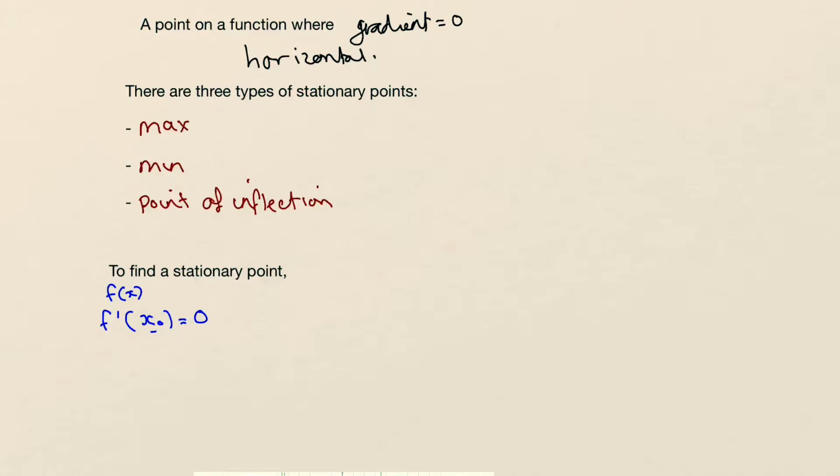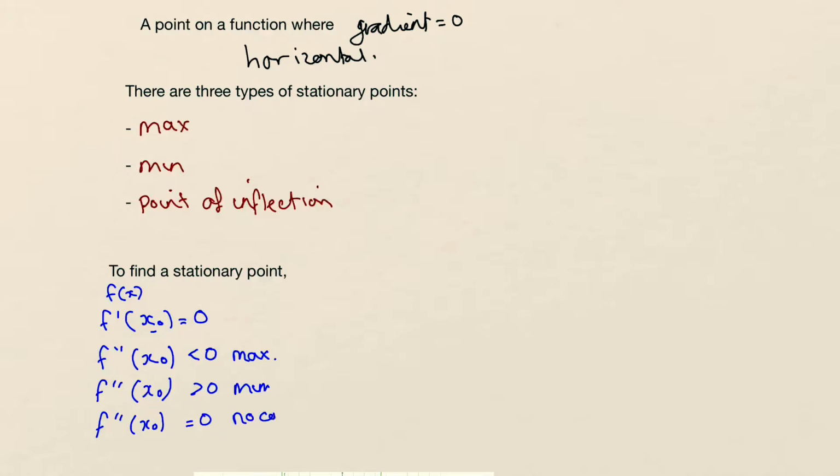So once we've found what x0 is, we can take the second derivative and we input x0, and then we have three criteria. If it is less than 0, then the stationary point is a maximum. If the second derivative of x0 is greater than 0, it is a minimum. And if the second derivative of x0 equals 0, then we can make no conclusions about what type of stationary point it is, and we have to use another method.